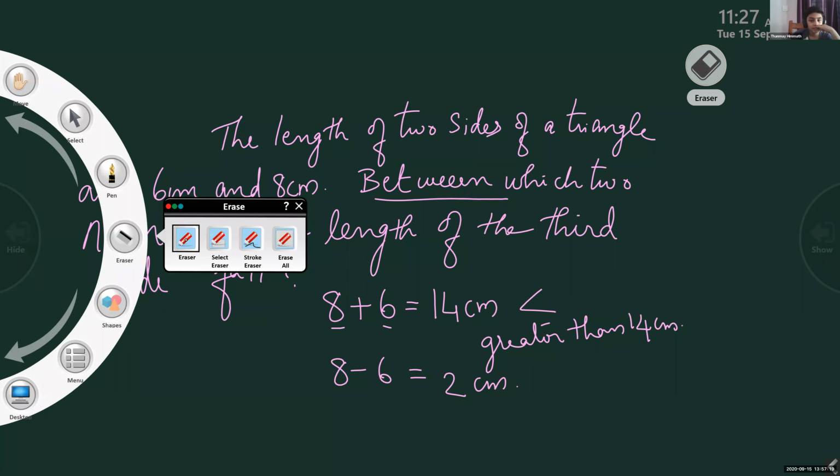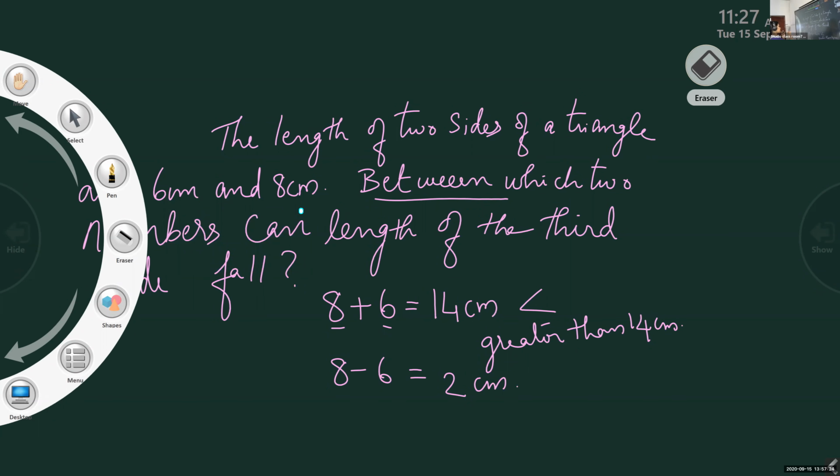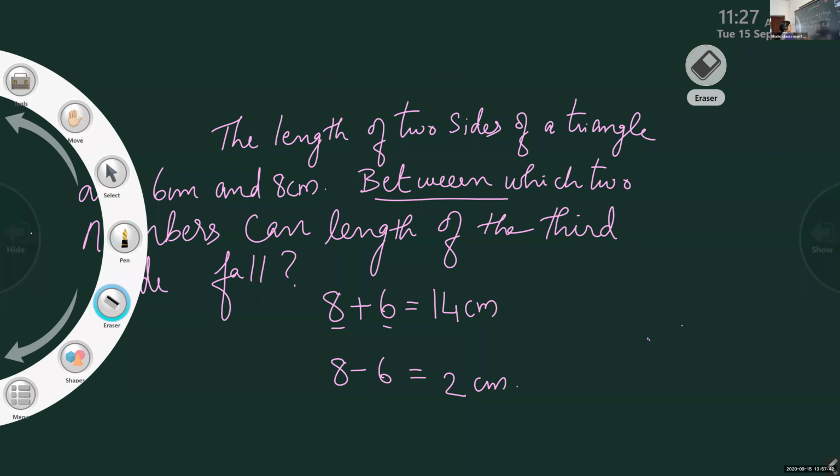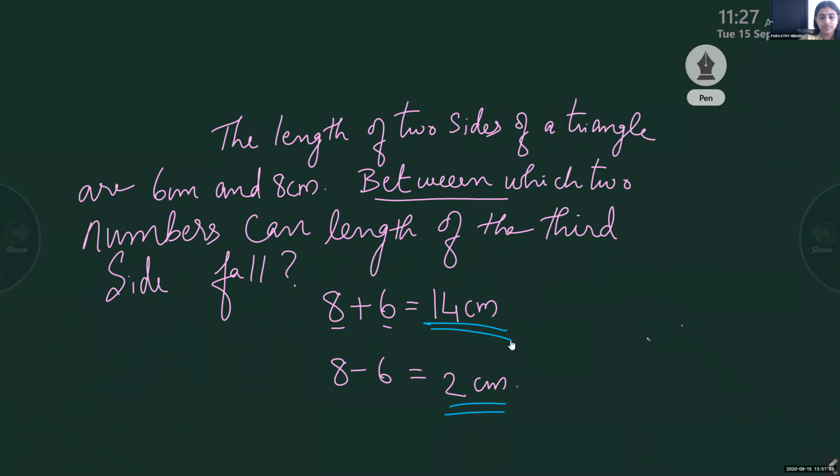The question was, the length of two sides of a triangle is 6 and 8. Between which two numbers can the length of the third side fall? One minute, we will just find out the possible length, then we will discuss. Just we found the sum of the two sides is 14. The difference between two sides is 2 centimeters. So what are the conditions given for a triangle to happen?